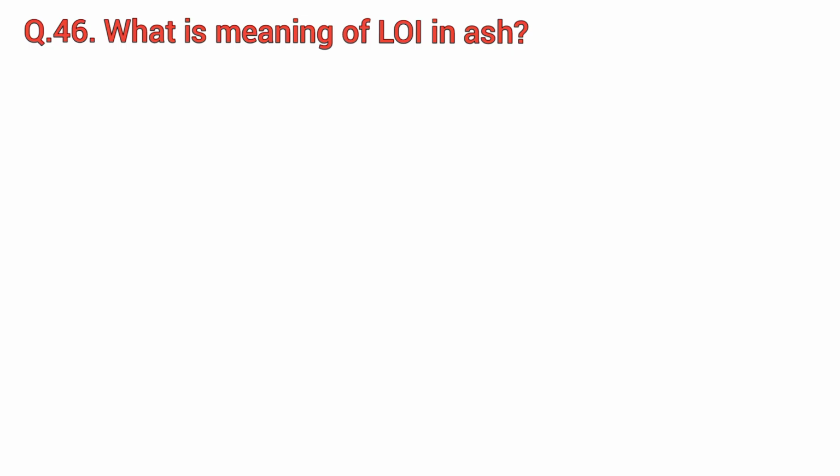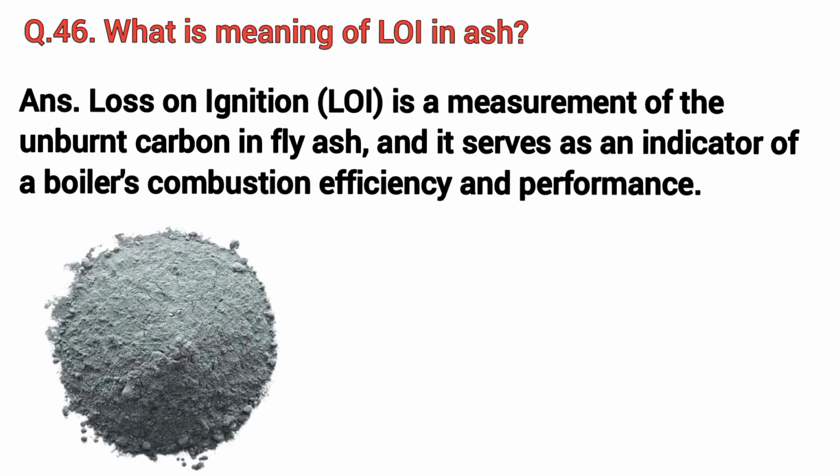What is the meaning of LOI in ash? Loss on ignition, LOI, is a measurement of the unburnt carbon in fly ash, and it serves as an indicator of a boiler's combustion efficiency and performance.